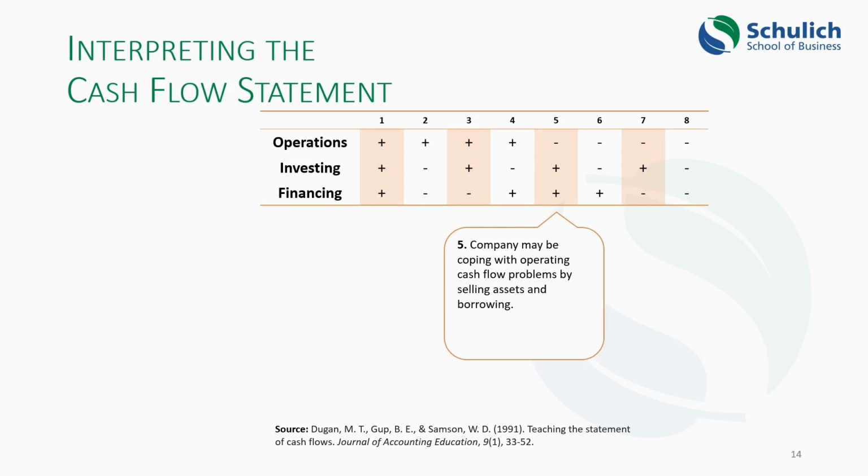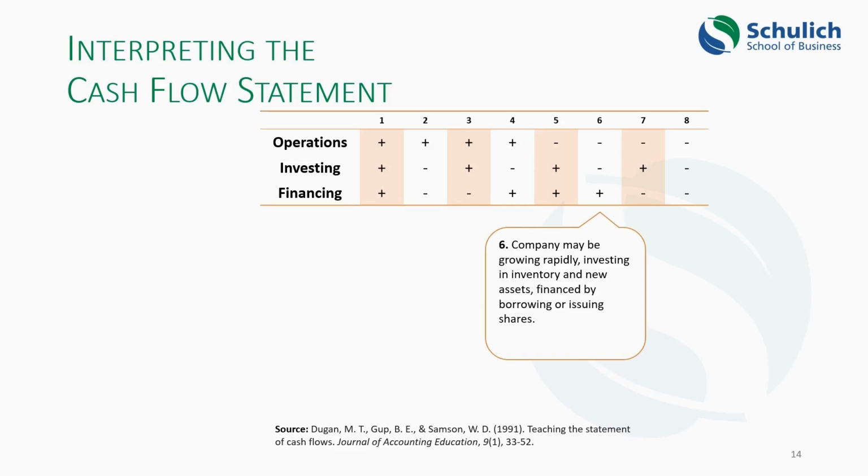Fifth scenario, negative cash flows from operations, but positive cash flows from investing and financing. They could be trying to cope with their operating cash flow problems by selling off their assets or borrowing from the bank. So that's a potential warning sign. Does not mean that all companies with this pattern are in trouble, but it's something to look into.